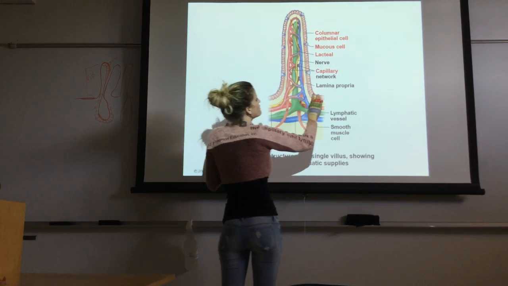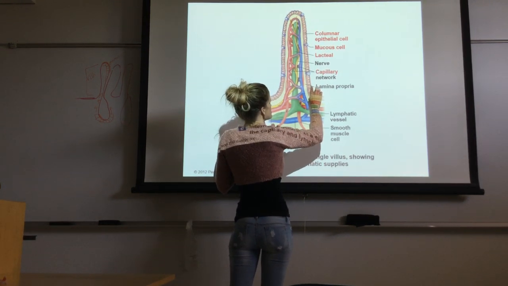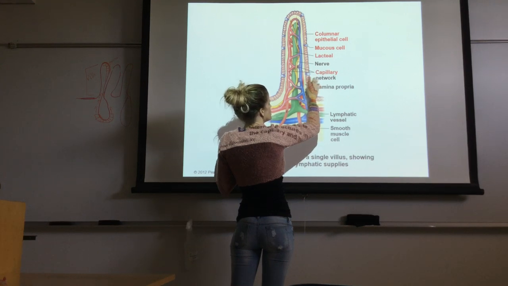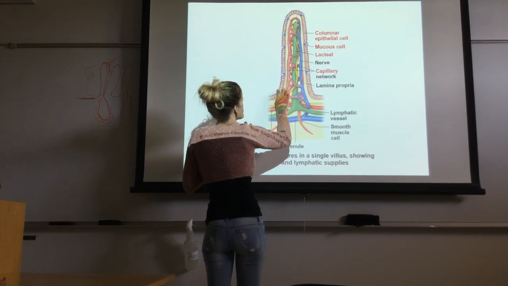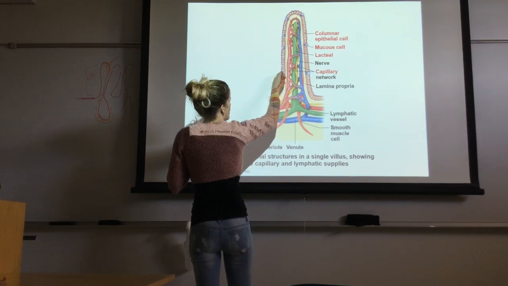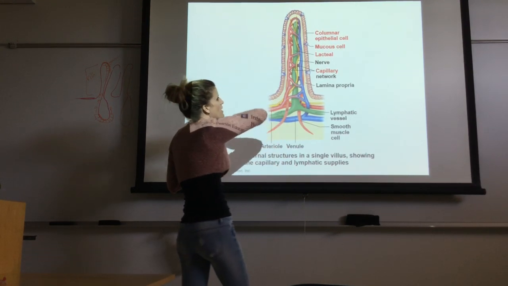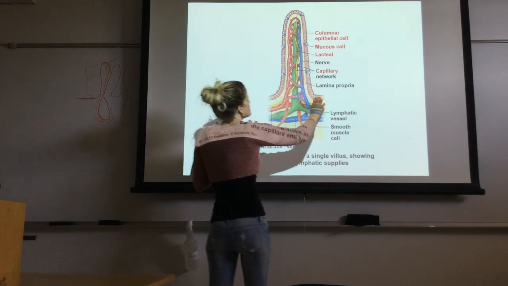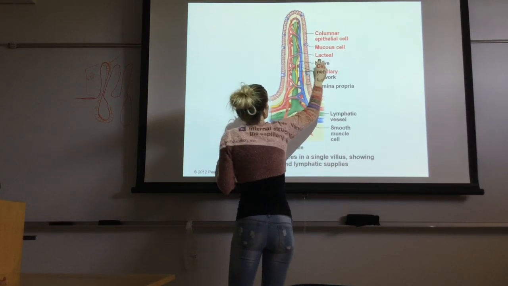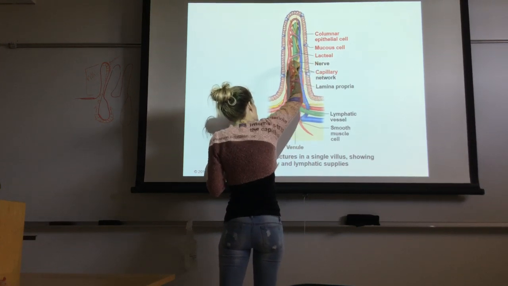Then when you look at the very surface of these columnar cells, that's where the brush border is. That's where all these tiny little hair-like extensions are. Those are the microvilli that increase the surface area by another 20 times. So the columnar epithelial cells, these are the absorptive cells that are gonna absorb nutrients into the body.